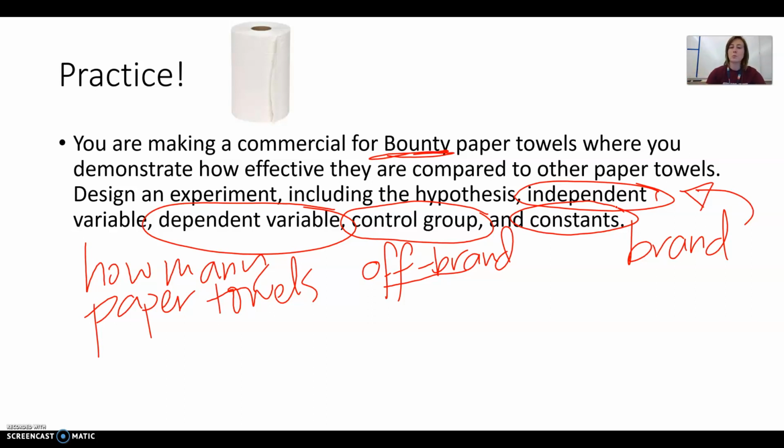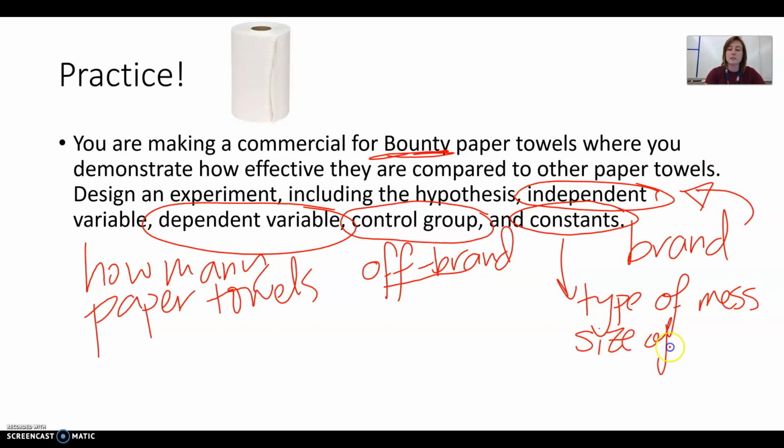So one constant would be the type of mess, whether it's spilled milk or SpaghettiOs or whatever. Another thing would probably be the size of the mess. You don't want to clean up a huge pile of SpaghettiOs with one brand and then a small pile with the other, right? So those are examples of things that you need to keep constant, otherwise it'll totally mess up your results. And of course you could think of more. But hopefully that was good practice for you.